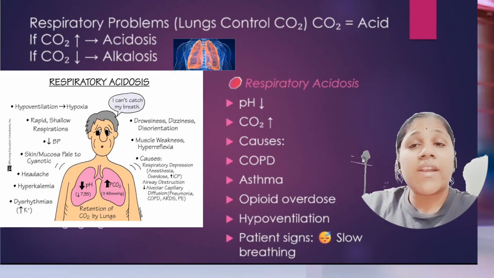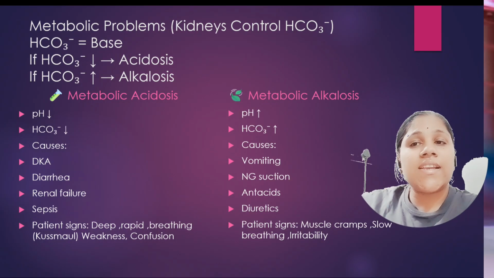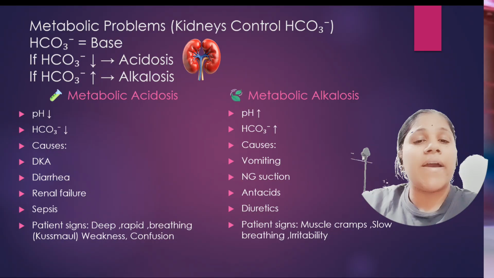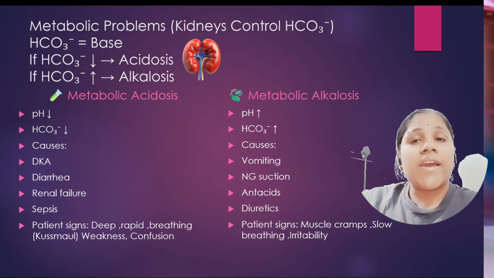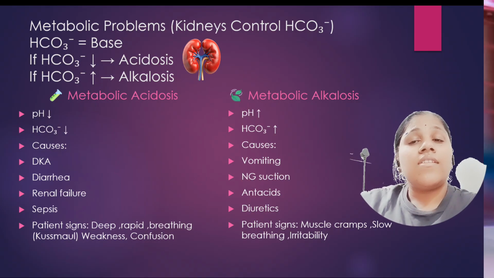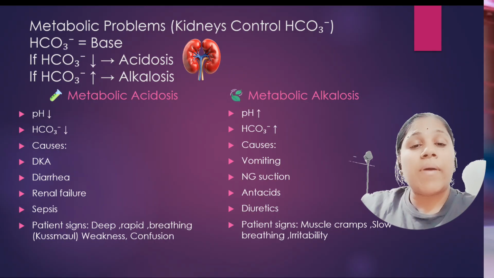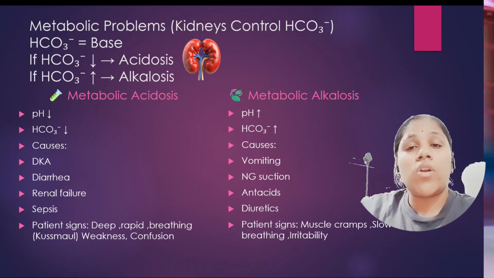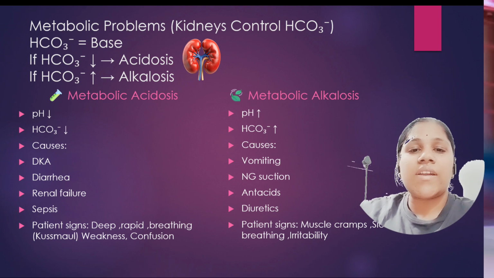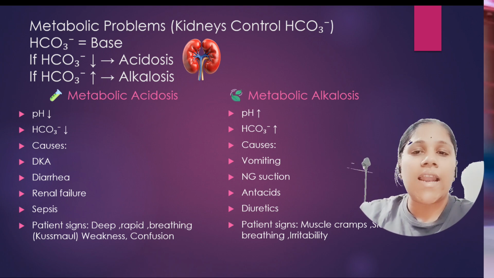Next, coming on to the metabolic problems, it is mainly the kidney which controls the bicarbonates. Here, bicarbonate is equal to the base. If the bicarbonate is increasing, it is called alkalosis. If the bicarbonate is decreasing, it is called acidosis. So there are two main problems here again, metabolic acidosis and metabolic alkalosis.